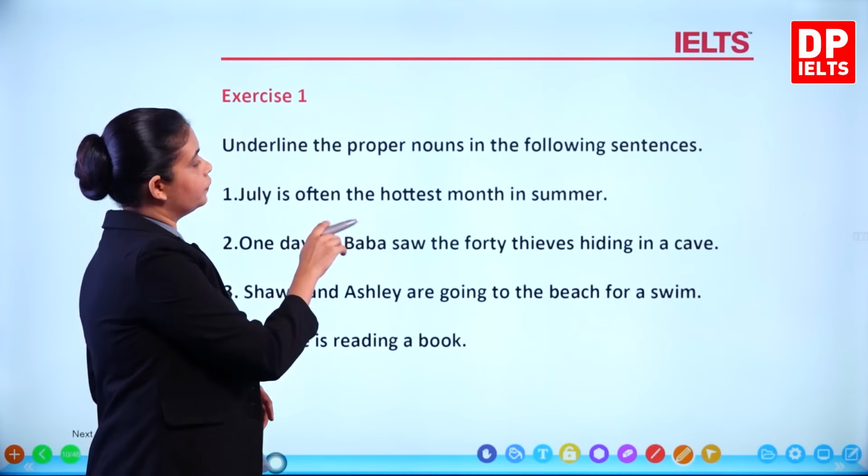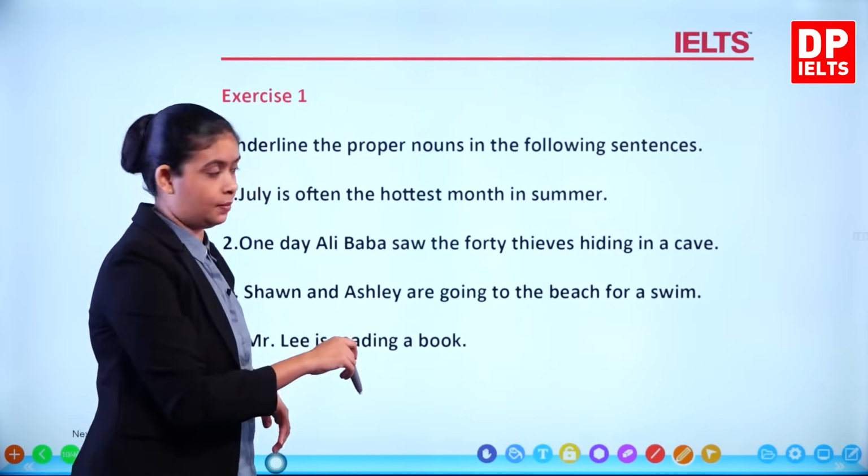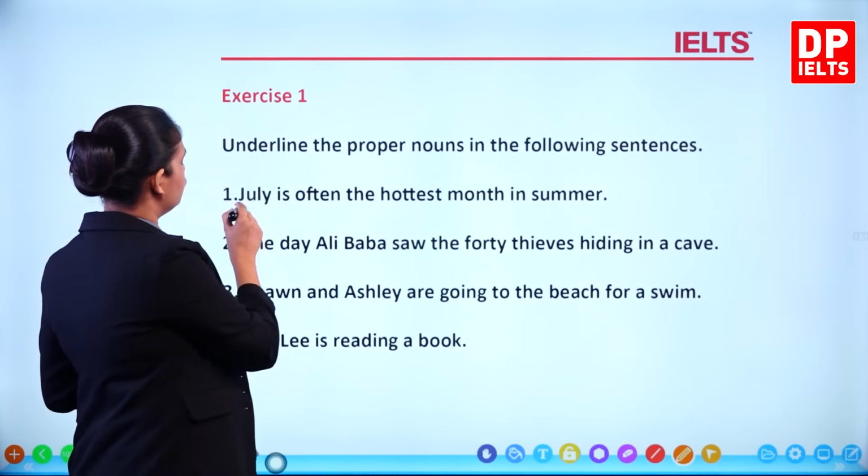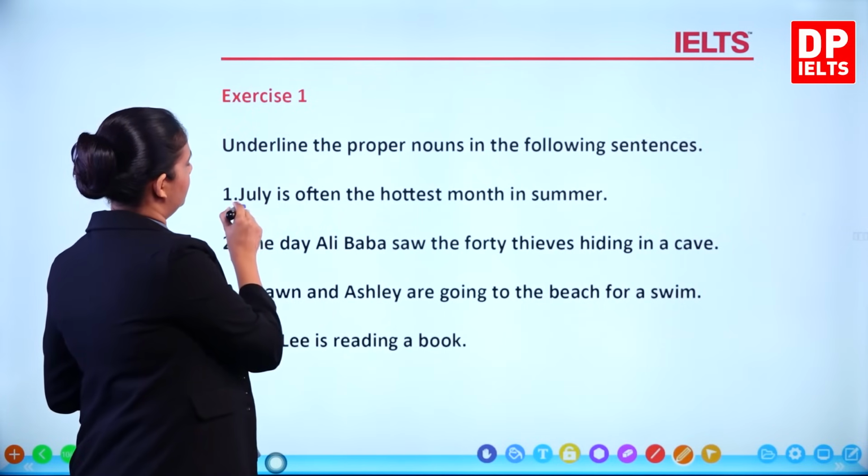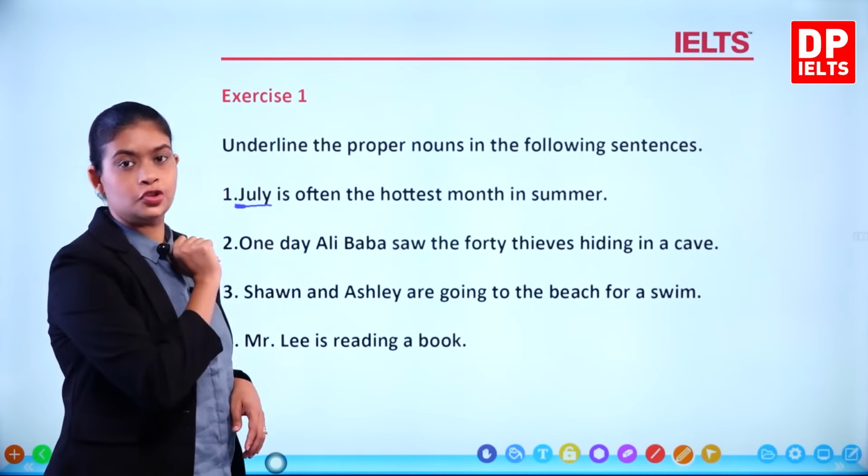So let us have a look at it. July is often the hottest month in summer. Now because J is capital, the proper noun is going to be July.